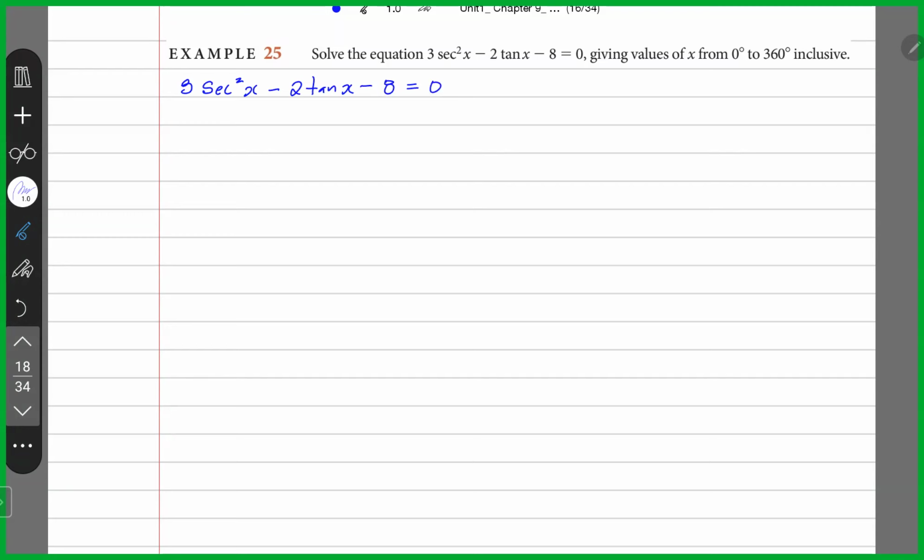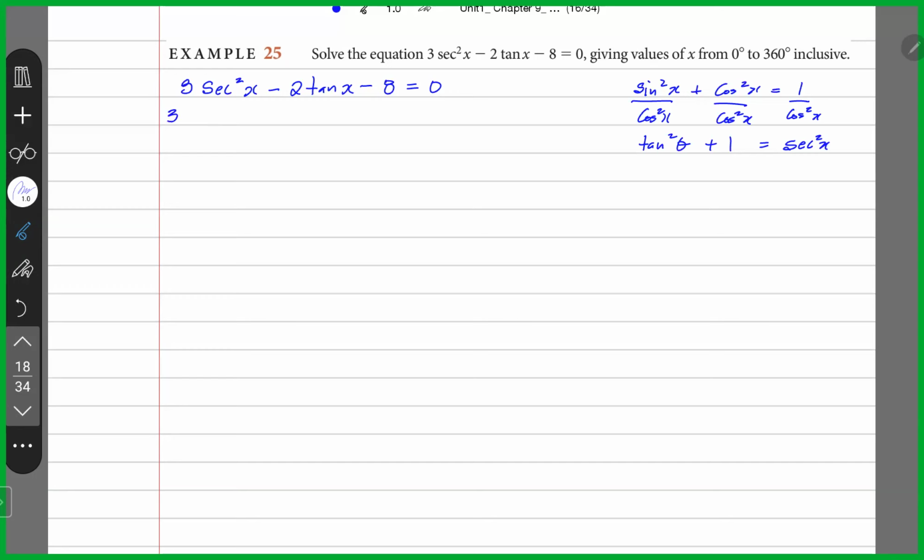All right, back to my Pythagorean identity. Sine squared x plus cos squared x is equal to 1. Dividing the entire equation by cos squared, I would get tan squared x plus 1 is equal to sec squared x. So I can replace sec squared with tan squared plus 1.